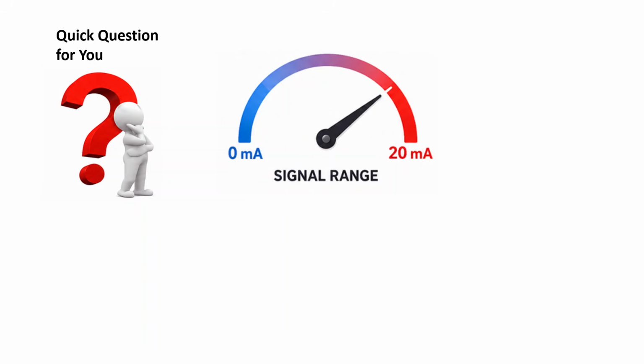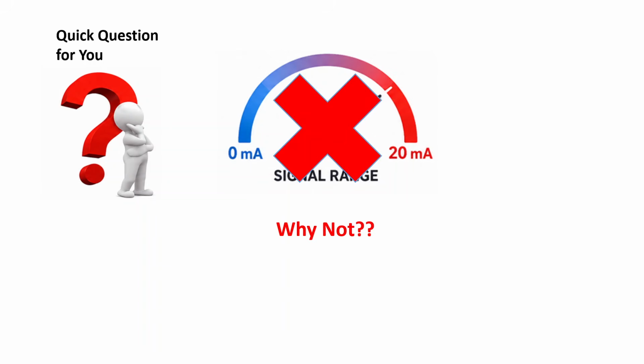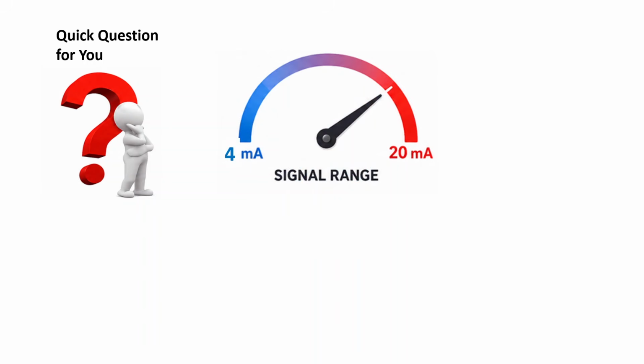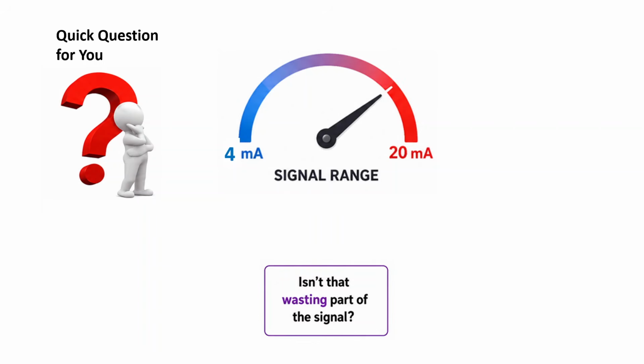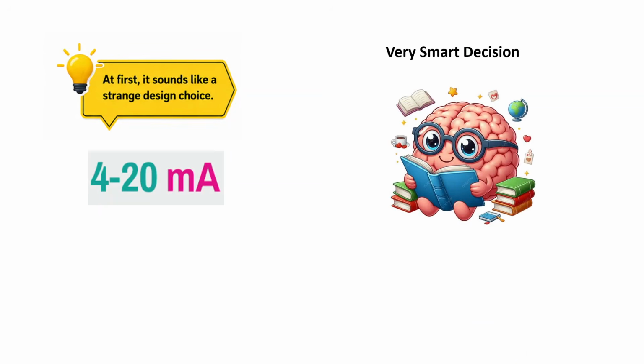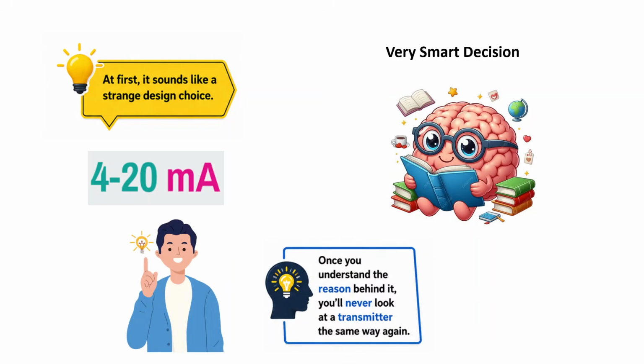Quick question for you. If I told you an instrument signal could range from 0 to 20 milliamps, why on earth would the industry choose not to use that full range? Why start at 4 milliamps instead? Isn't that wasting part of the signal? At first, it sounds like a strange design choice, but it's actually one of the smartest decisions ever made in process instrumentation. Once you understand the reason behind it, you will never look at the transmitter the same way again.